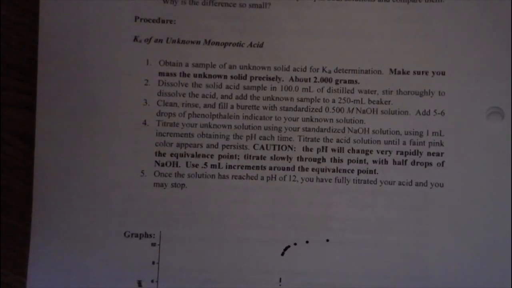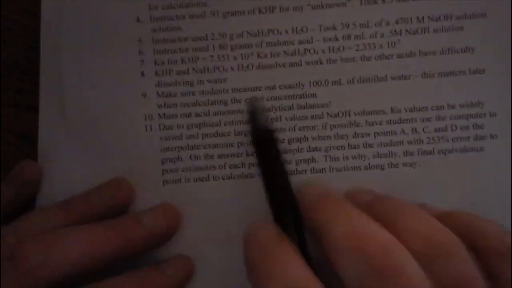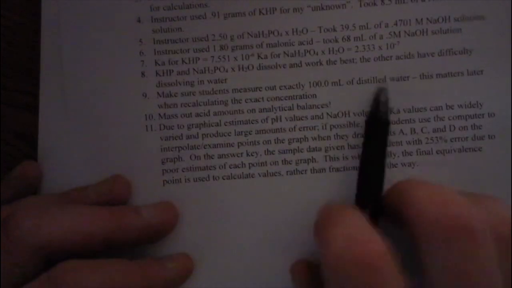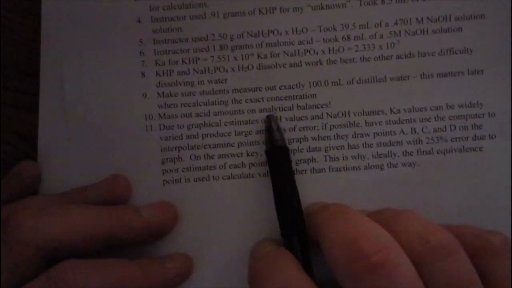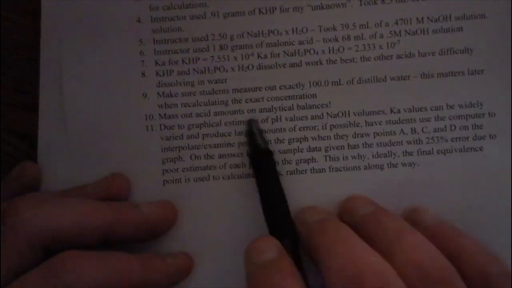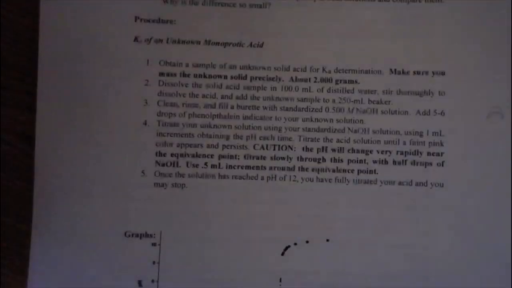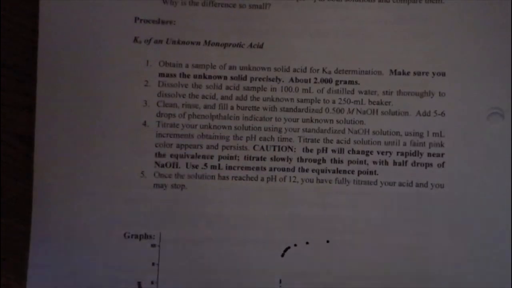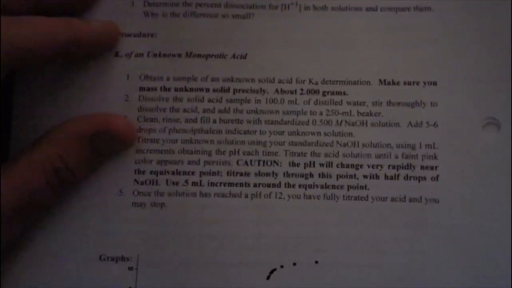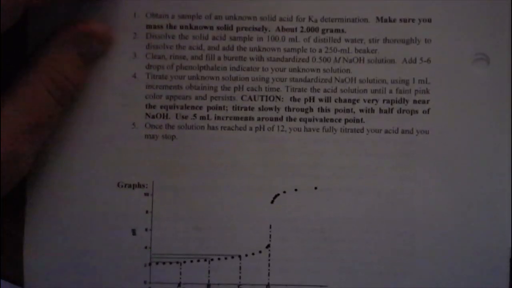Make sure that I have some standardized NaOH already. And here are some notes. Make sure that you measure out exactly 100 milliliters. This matters when you're recalculating the exact concentration. Mass out the acids on analytical balances. We've got those, so we're good. All of our balances in here are analytical balances, going out 3 decimal places.